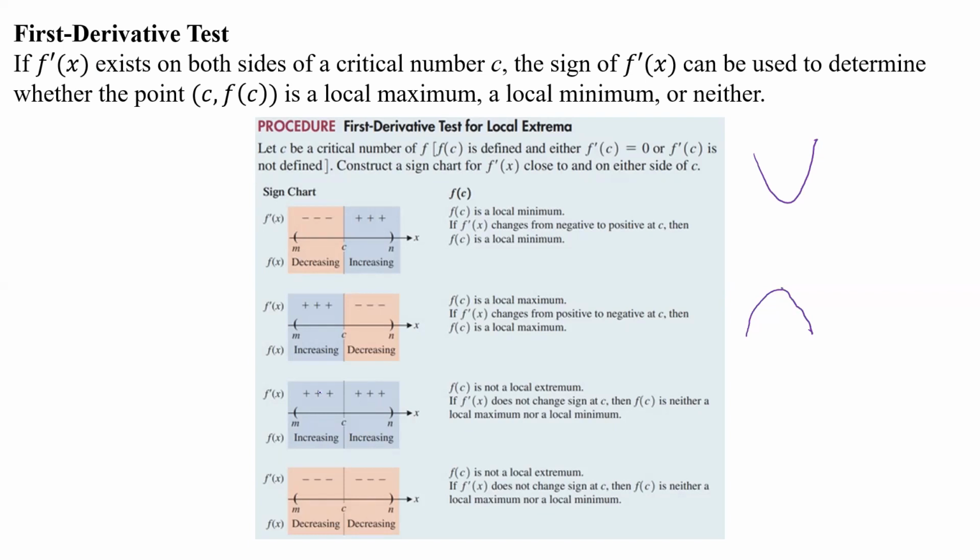Now, if we have going from positive to positive, or it's increasing and increasing, then f of c is not a local extremum. Basically, if f prime of x does not change signs at c, then f of c is neither a local max nor a local min. And the same thing happens if it stays negative. If it doesn't change sign at c, then f of c is neither a local max nor a local min. So basically, it's doing something like this, or maybe we're coming down doing something like that. You've got the critical point or inflection point where it's doing that, but we're still staying always positive, or always negative. Okay.